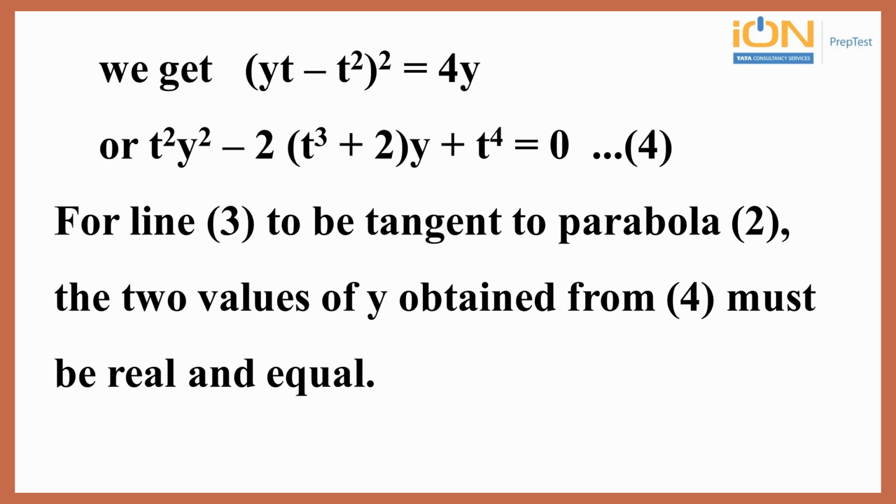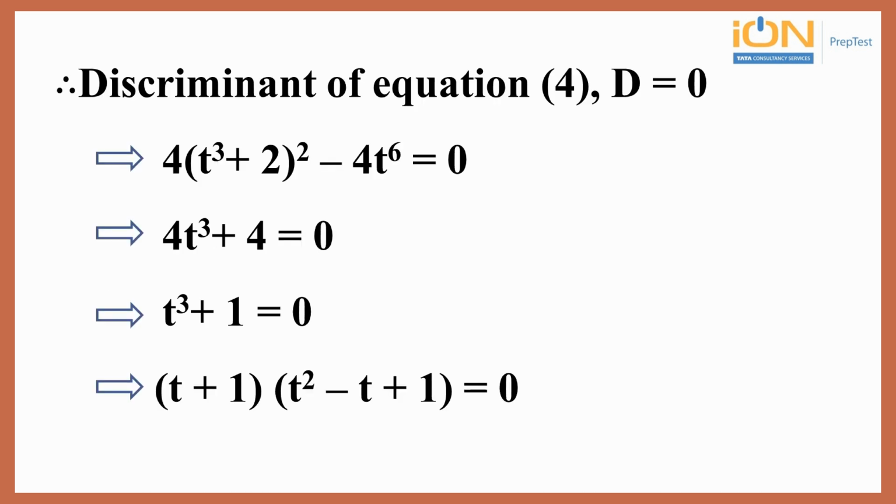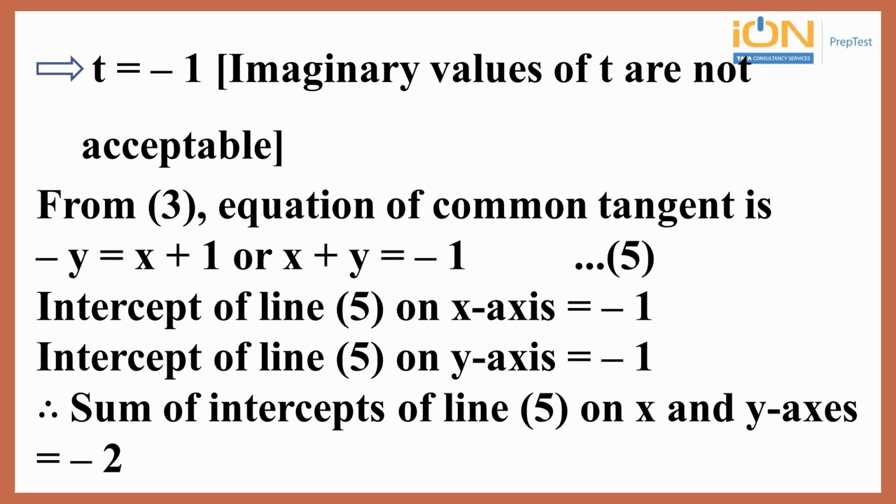That gives us a quadratic in y. The line has to become a tangent to the parabola. This quadratic in y must have equal roots, and therefore the discriminant has to be 0. Solving for t, we observe that t + 1 has to be 0 because the other factor cannot be 0. So therefore t has to be −1. When we substitute t = −1 in yt = x + t², we find that −y = x + 1, that is x + y = −1. That becomes the common tangent, and clearly the x-intercept is −1 and the y-intercept is also −1. Therefore, the sum of the intercepts on the x and y axis is −2.